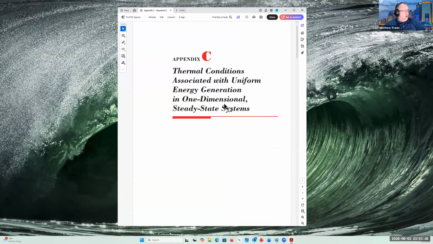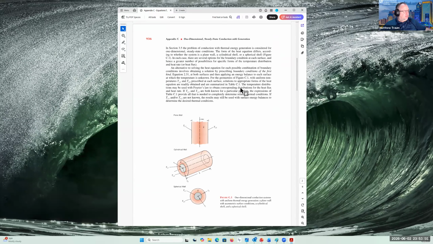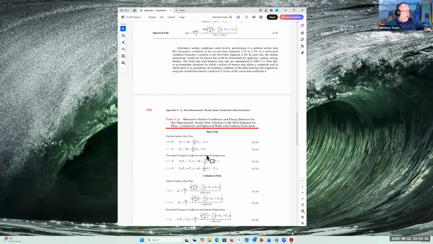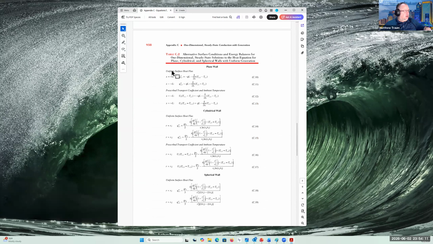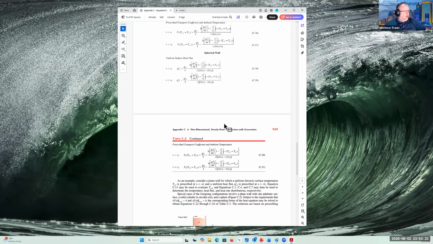This is Appendix C from the textbook. I intentionally pulled these pages out of the book and I dropped them into Microsoft Teams. So you can see here, right? Just like I said, temperature distribution, plane wall, cylindrical wall, etc., for all of the different things that you might want to solve for: temperature, heat flux, heat rate, different geometries, with generation, without generation, different heat boundary conditions, cylindrical walls, right?